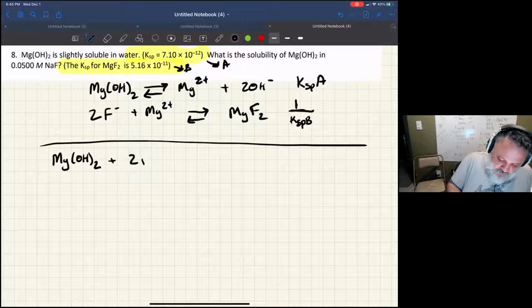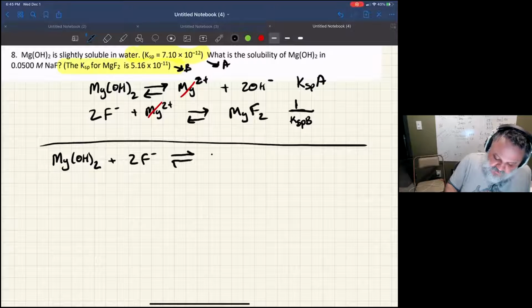Now, we can combine these equations into one solitary equilibrium expression and say magnesium hydroxide plus 2F minus, and take a look at the magnesiums here. The magnesiums are going to cancel, and so I don't write those. We'll make a new simultaneous equilibrium with two OH minus and one magnesium fluoride.